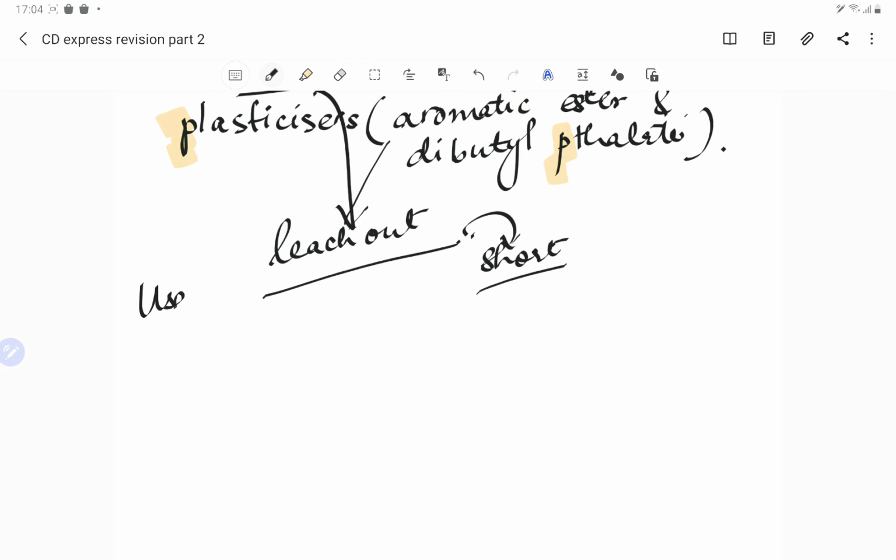So where do we use these short term tissue conditioners or short term soft liners? One, in the impression, so we use it for the functional impression.